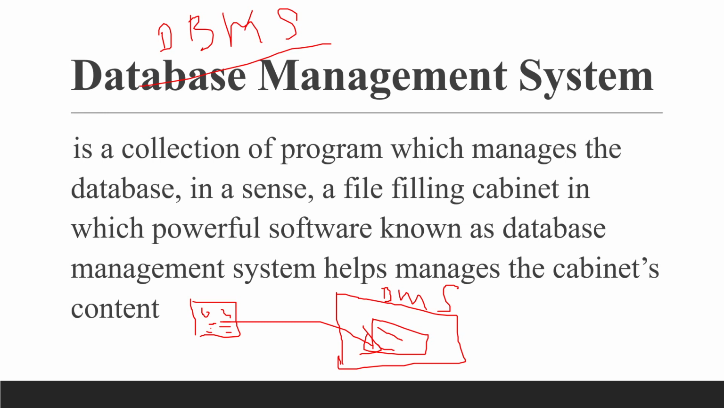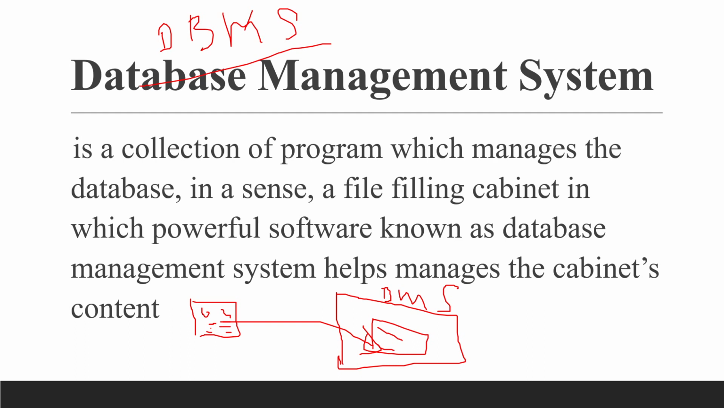We have a couple of software that we use to manage a database. The software contains a database, which means the software helps us to better manage the database accurately. So a database management system is a collection of programs which manage the database. In a sense, it is a filing cabinet in which powerful software known as the database management system helps manage the cabinet's contents.